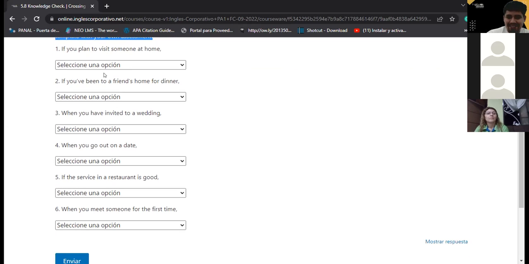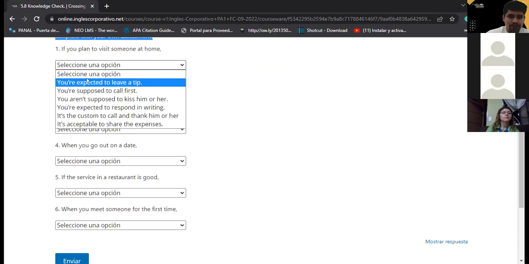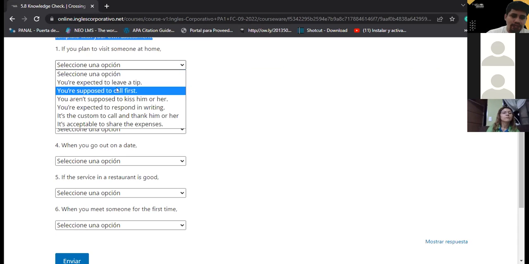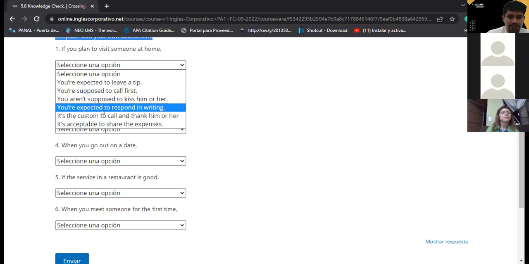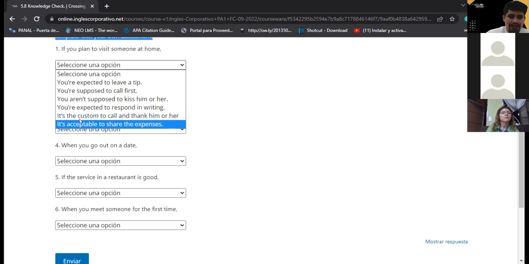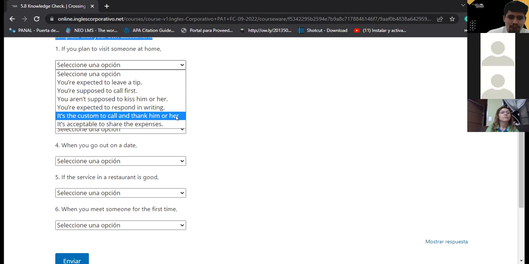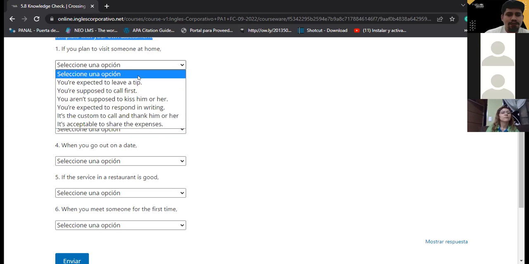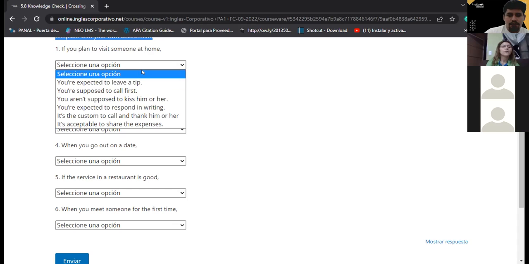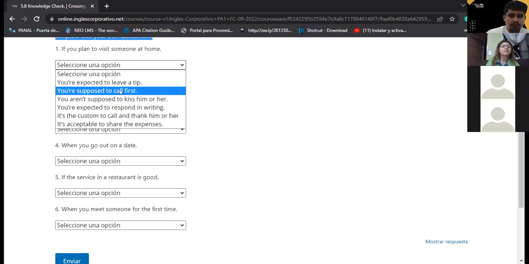Well, we're going to check the exercises here. Take a look. It says, if you plan to visit someone at home, you are expected to leave a tip, you are supposed to call first, you are supposed to kiss him or her, you are expected to respond in writing, it is the custom to call and thank him or her, it's acceptable to share the expenses. What do you think is the correct answer here? Supposed to call first.